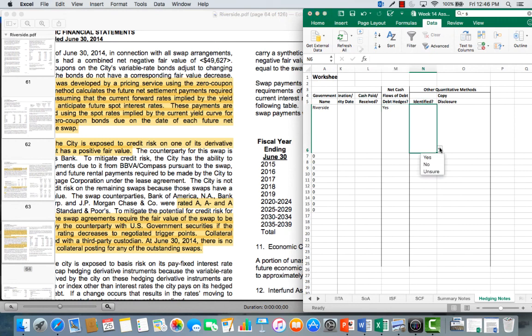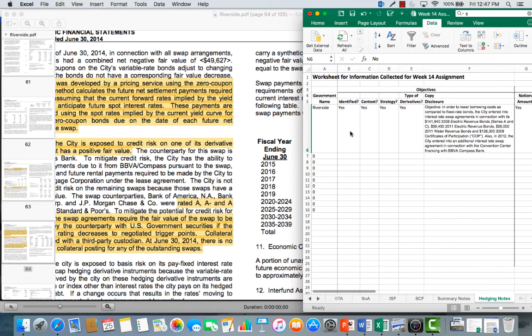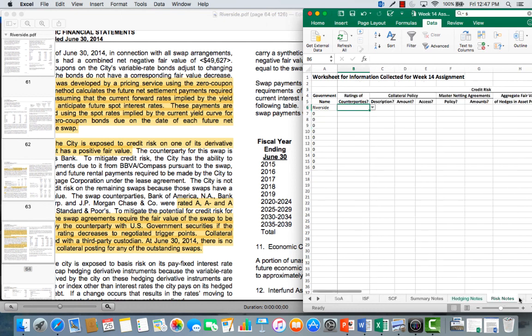There's no such disclosure here for this government. It must have used one of the three. And so, no, there is no disclosure. If there was, I would want you to copy it into this space. So that completes that tab. Let's just click Save again to be sure.